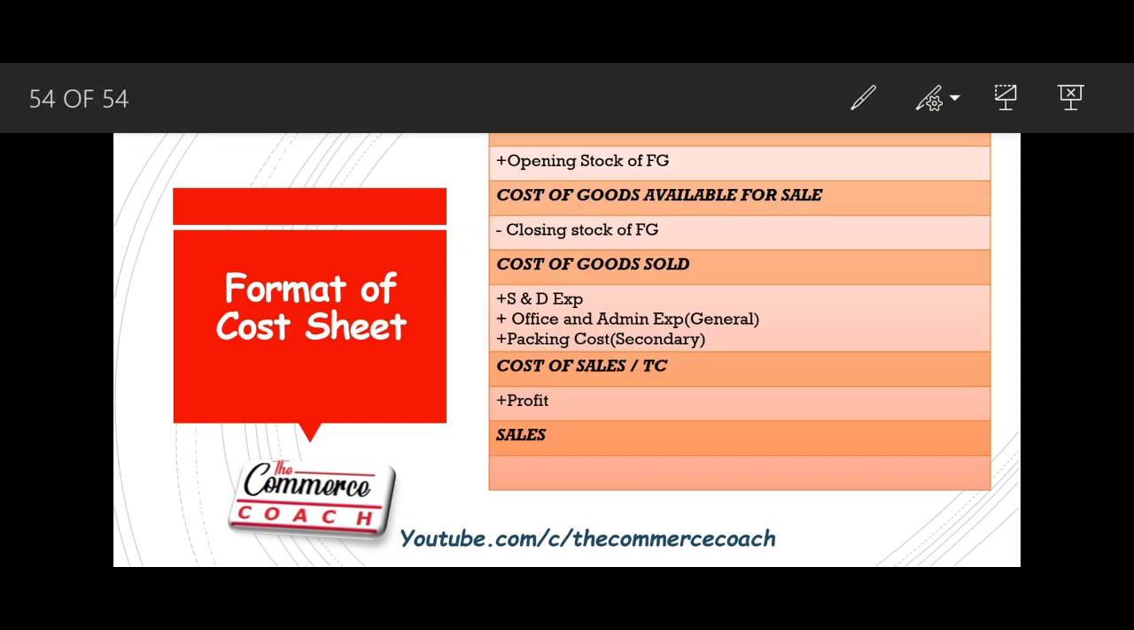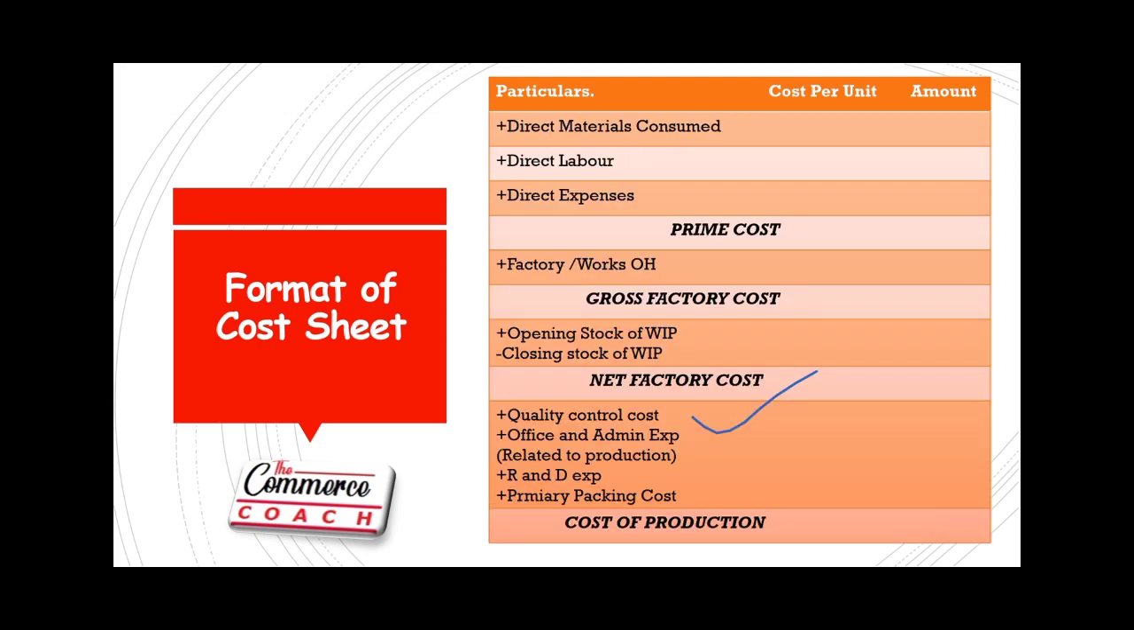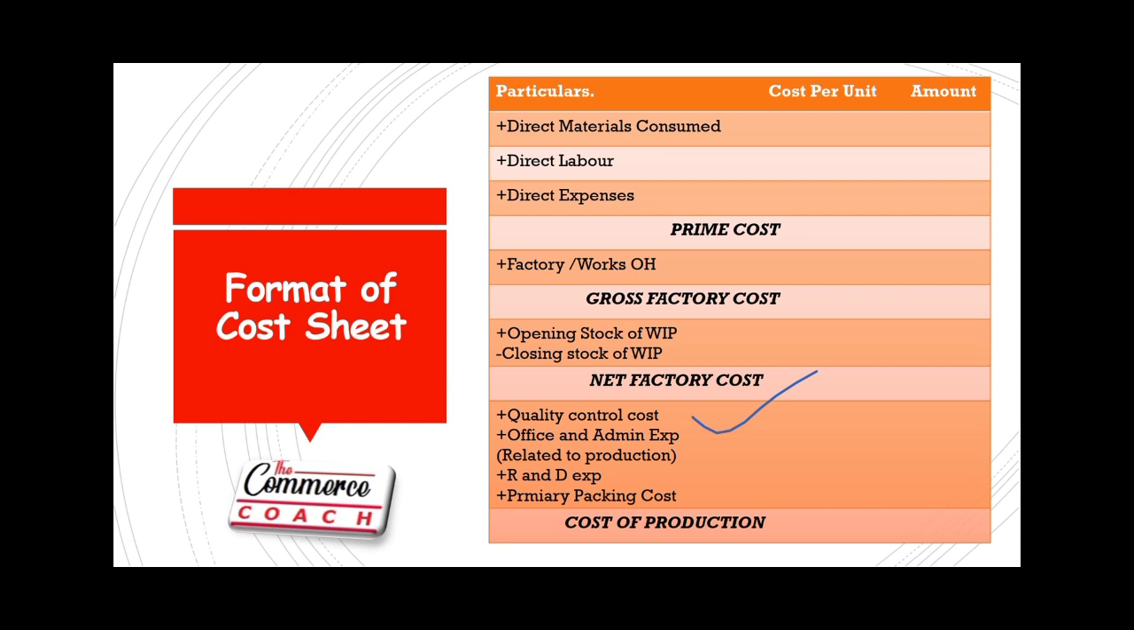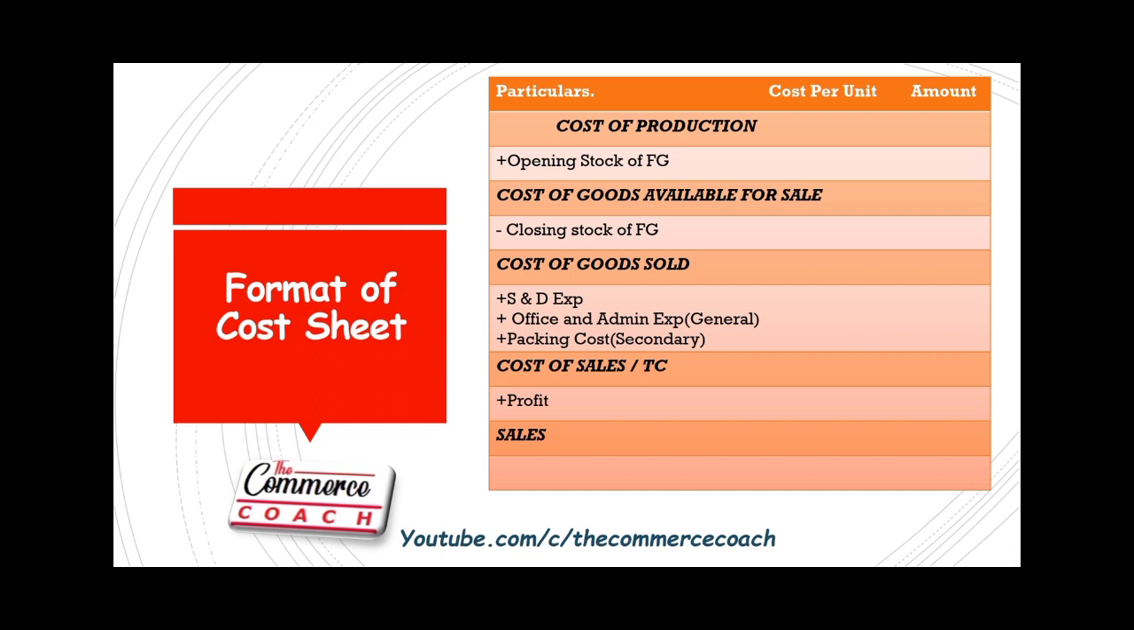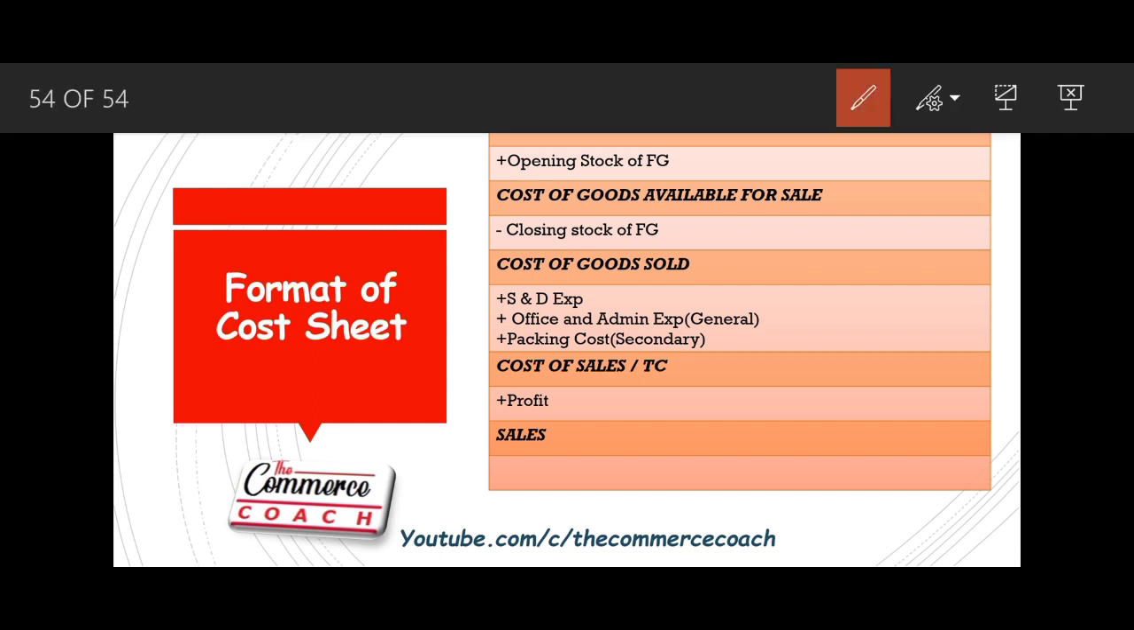Now packing cost. We have seen primary packing cost here, and now we will see secondary packing cost. We will get cost of sales, or we can call it total cost. Then we add profits, and then we get sales, and finally the cost sheet is done. The format of the cost sheet is done.